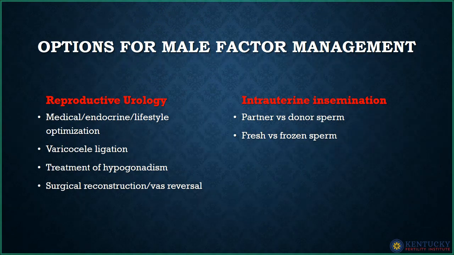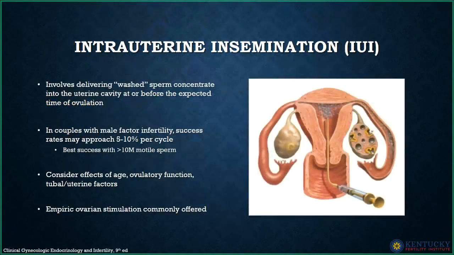Similarly, we can do intrauterine insemination. A lot of you are probably familiar with that. That's where we actually place sperm into the uterus. If you look at numbers of sperm that make it from the vagina to the tube, less than 1% of motile sperm actually make it up with intercourse. With IUI, we can get a much more effective delivery of motile sperm, using either fresh or frozen sperm, either partner sperm or donor sperm. So there are some different ways we can do that.